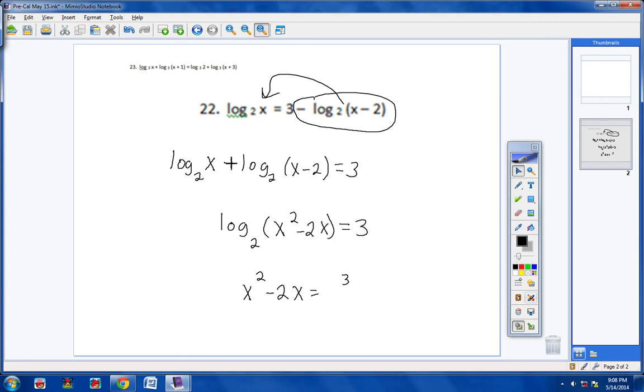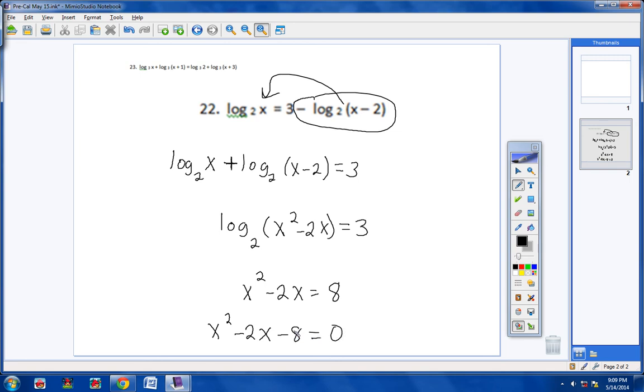All right. Did not mean to do that. Going a little crazy with the eraser. There we go. And it equals 8. Now you should see right away you have a quadratic equation. So I'm going to bring the 8 over and make it a negative 8 and set it equal to 0.